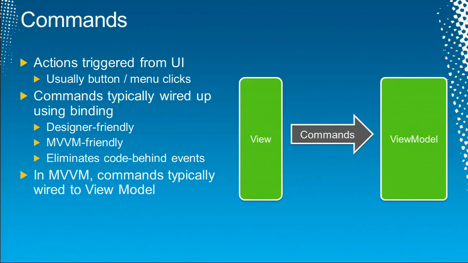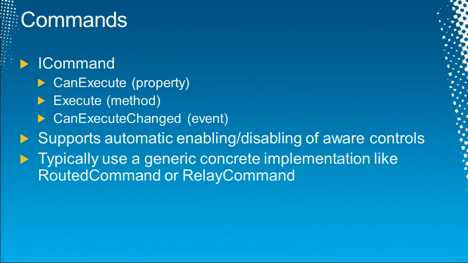So you can use commands to, say, enable or disable a save button or an edit menu based upon whether or not that command can, in fact, execute. One of the big things that commands enable you to do is to help eliminate all that event handler code that you have in your code behind. If you have commands sitting on your view model or exposed by your view model, they become more testable than having a lot of event code inside your code behind. And again, they do typically go to your view model when you're working in MVVM, but that's not a hard requirement. Commands are implemented using the ICommand interface.